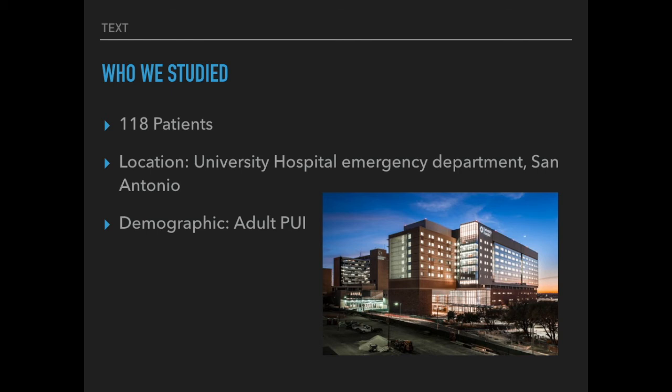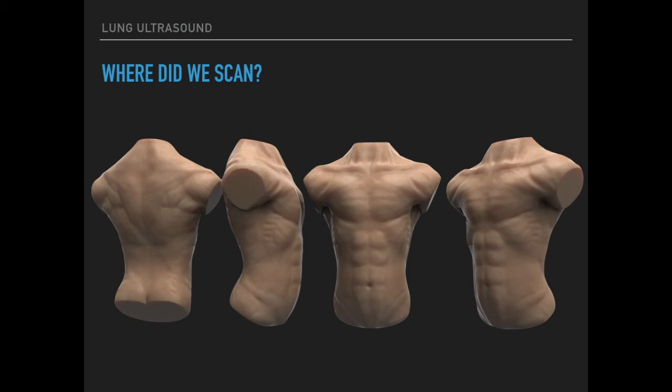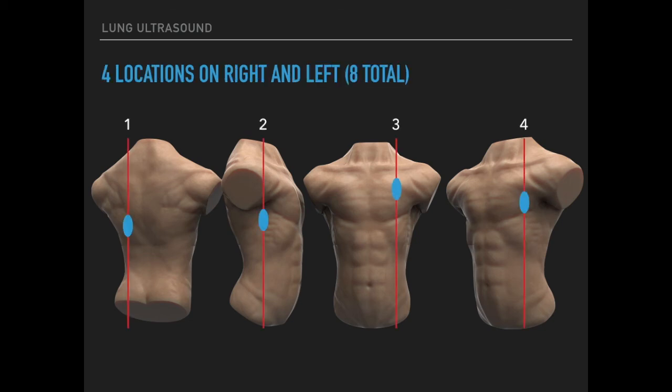We looked at any adult patient considered a PUI that came through the emergency department. And all these studies were done in the emergency department, not later on in the course of the patient's disease. We used the phased array probe in the cephalocaudal orientation with the indicator pointed towards the patient's head. We looked at 4 fields on the left side and 4 fields on the right side for a total of 8.